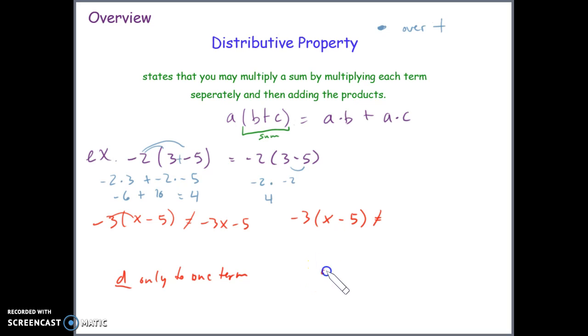Or adding. See, students add all the time. Well, they'll see, oh, negative 3 and x, that's just a negative 3x, which that's not even proper addition anyways. And then negative 3, negative 5, they'll see negative 8, or maybe they'll just see 8. So adding is incorrect. Distributing only to one term, incorrect. Or forgetting to distribute the negative 2. That would be another common mistake.